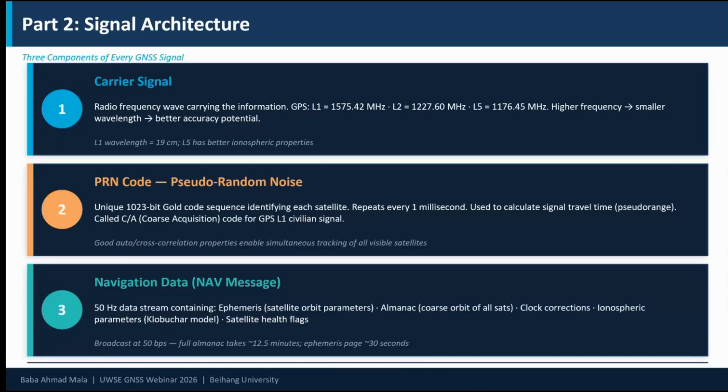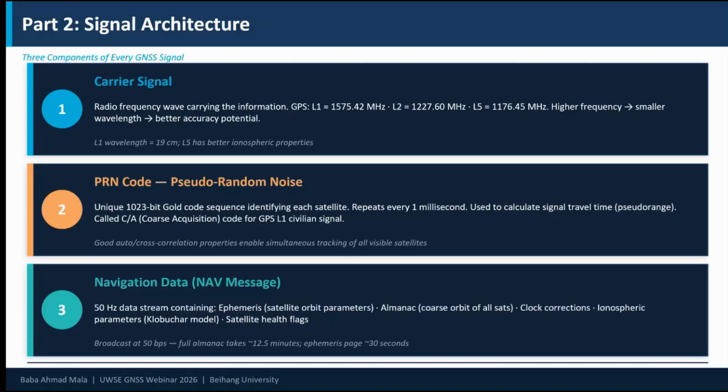The architecture, the second part of our presentation. We mentioned that it's an introduction of the GNSS receiver and its architectures. So what makes up the architecture of the GNSS receivers? One includes the carrier signal, the PRN code, and navigation data, which are the navigation messages.